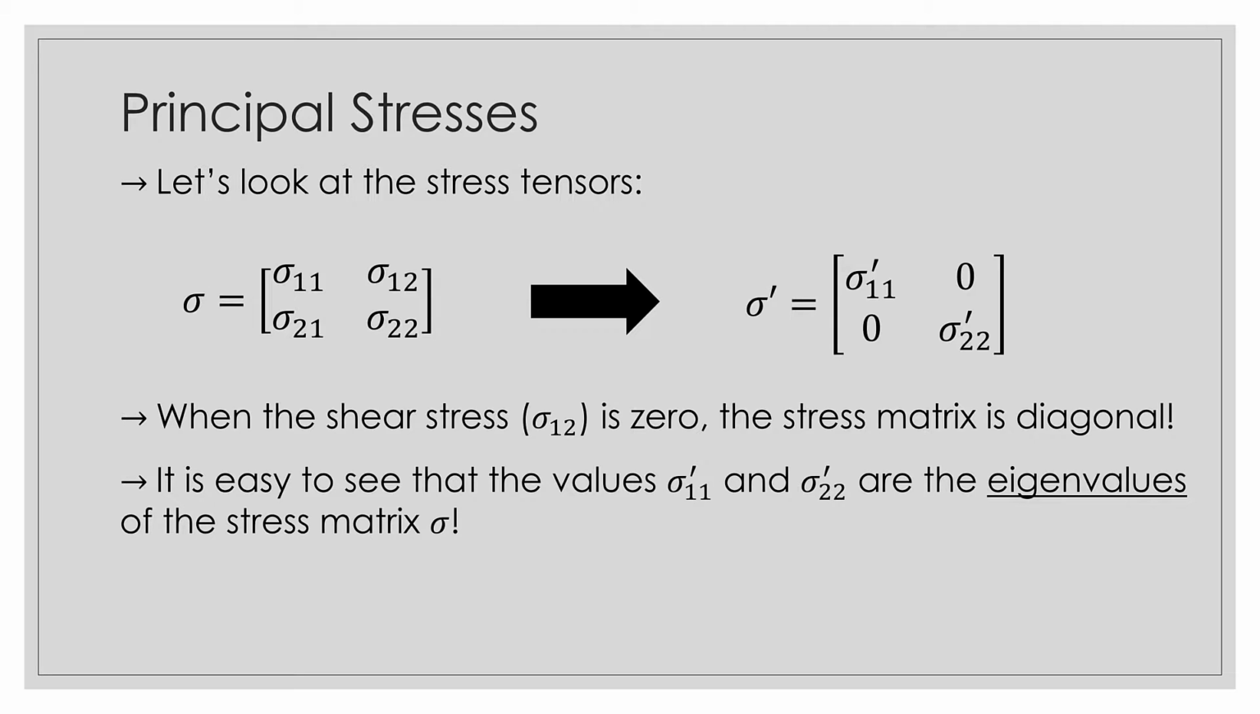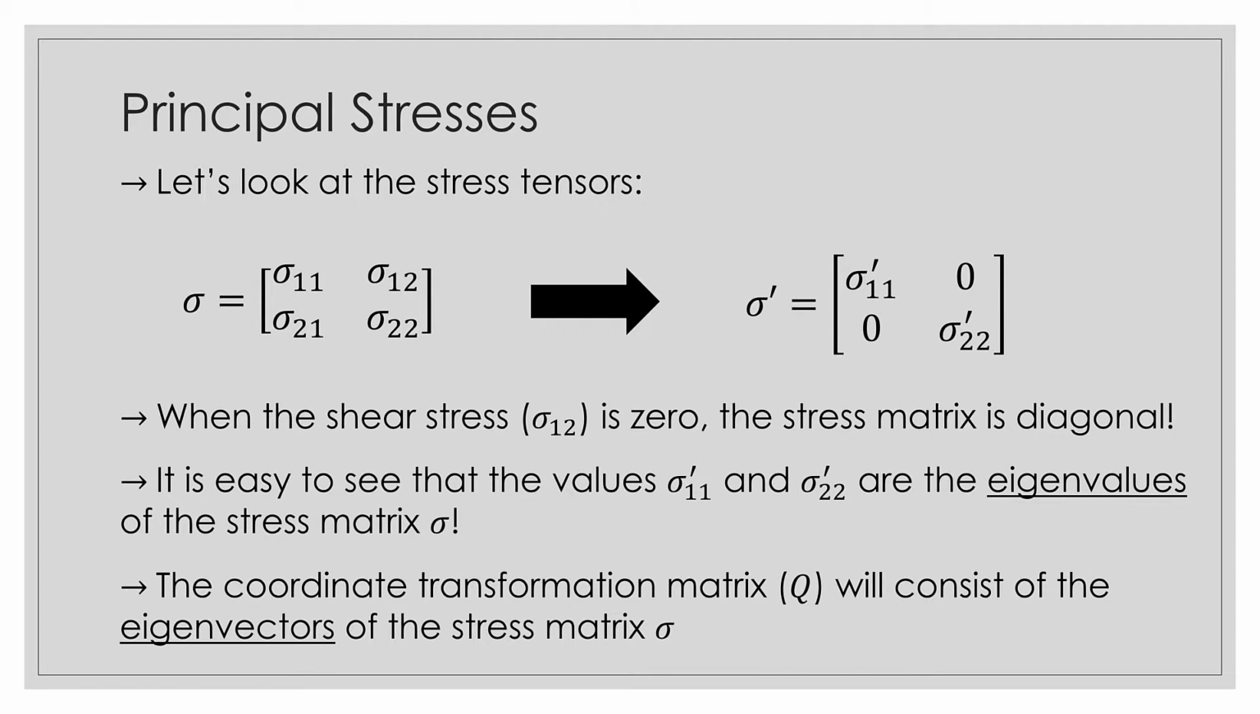So therefore, this stress matrix here, sigma 1,1 prime and sigma 2,2 prime, those are actually the eigenvalues of our stress matrix, sigma. And those two eigenvalues, sigma 1,1 prime and sigma 2,2 prime, we call our principal stresses. And of course, associated with eigenvalues are eigenvectors. So the coordinate transformation matrix Q consists of the eigenvectors of the stress matrix sigma. And we also call those eigenvectors the principal stress directions. So of course, eigenvectors denote directions, while the eigenvalues are actual values. So that's it for the theory roundup. I hope you guys are on the same page.